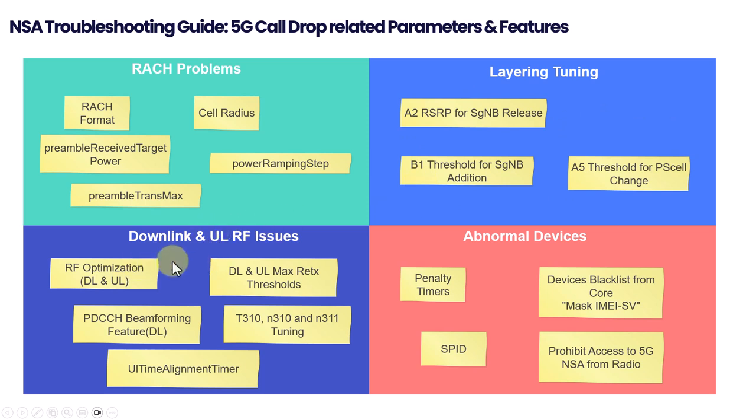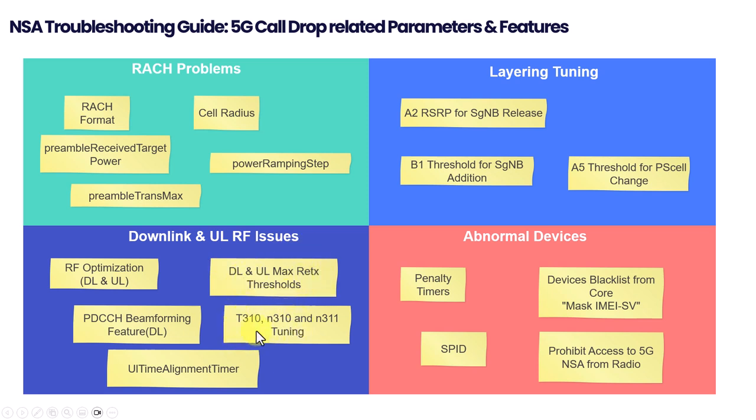Then we have some tuning for downlink and uplink related RF issues. For example, for sure, the first thing will be about the optimization. It can even be power tuning, or it can be related to physical tuning. Then you have the downlink and uplink maximum retransmission thresholds. For example, the RLC or HARQ, how many times you would like for downlink and uplink. For example, you have 8, you can extend to 16, but at the end it's a trade-off. So this is also based on your network setting, but I'm just giving you an idea about that part.